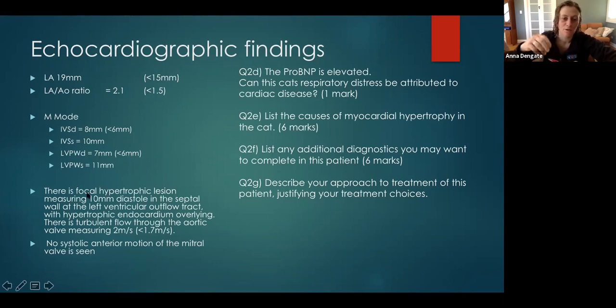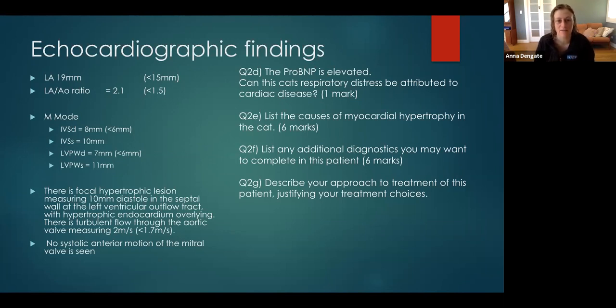There is a focal hypertrophic lesion in the septal wall at the left ventricular outflow tract with hypertrophic endocardium overlying. There is turbulent flow through the aortic valve, which is increased in velocity at 2 meters per second. There is no systolic anterior motion of the mitral valve seen.